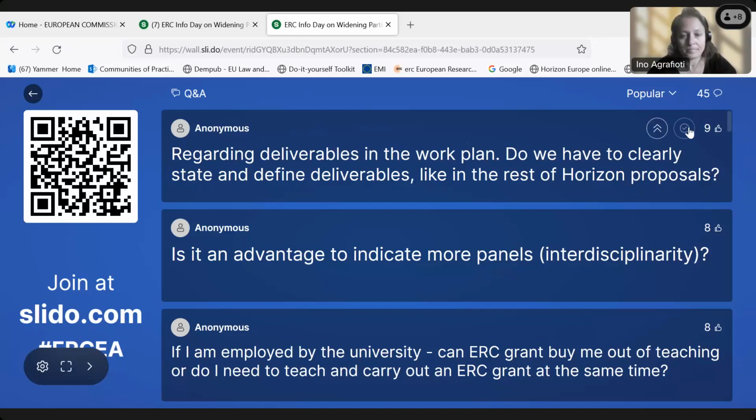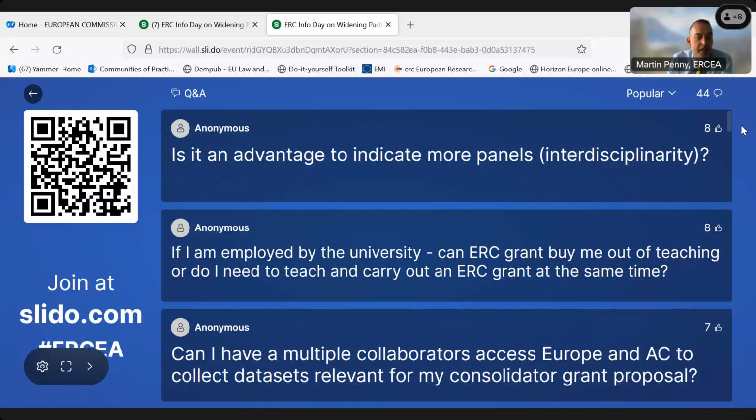Thanks, David, if I can come to you, is it an advantage to indicate more panels for interdisciplinary proposals? No, the important thing is that you describe your real scientific proposal, but interdisciplinarity does not give you any bigger chance. In any case, the panel and the evaluators will read the proposal and will decide if it is really interdisciplinary or not.